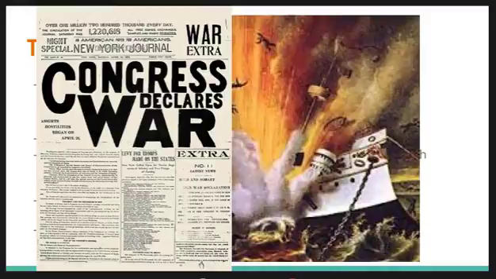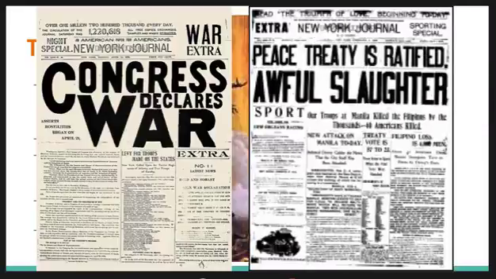Here's an artist's rendering of the explosion of the USS Maine. Here's one of the headlines from the New York Journal, one of those papers that promoted yellow journalism. Notice the headline: Congress declares war. It's big, it's bold, it's promising all this information. And here's another one from the New York Journal. Notice how the headlines are big and bold and attention grabbing. You don't even have to read the article to know that it's got something exciting. The peace treaty is ratified. Awful slaughter are getting your attention.